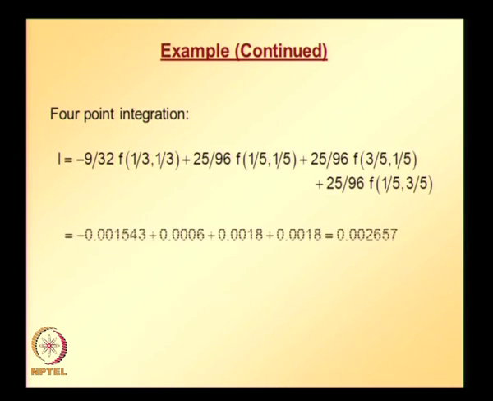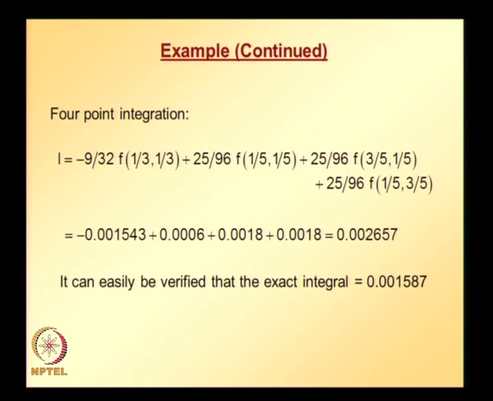And 4 point integration results in 0.002657, and the exact value of this integral is 0.001587. So we need to use a larger number of points, and the corresponding locations and weights can easily be found in any of the standard textbooks on numerical methods or the finite element method.